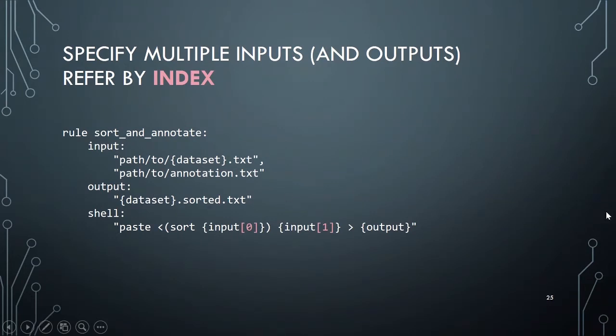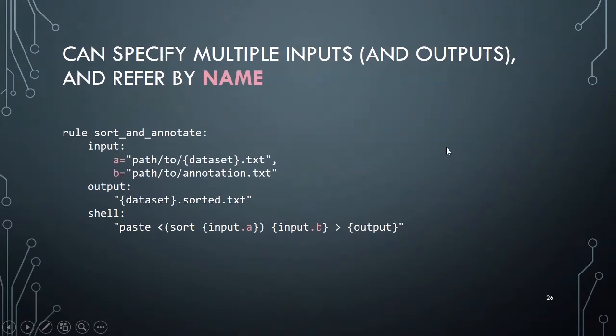You can also do it by name instead of by index. You see here that the input has names A and B, and so you can then call them using a separator. input.A will call path2 dataset.text, and then input.B will actually call this second line here. It's the same rule, but just a slightly different way of creating it.